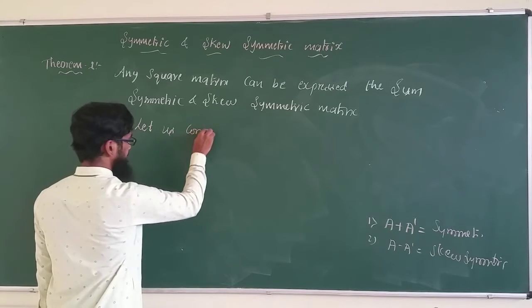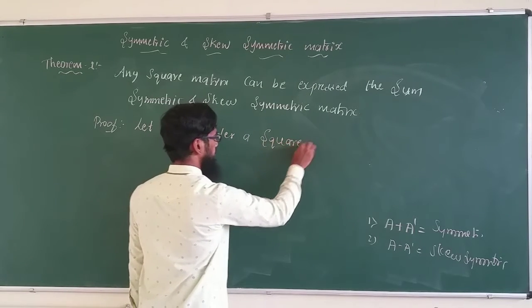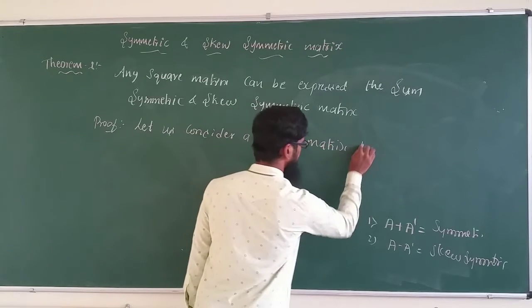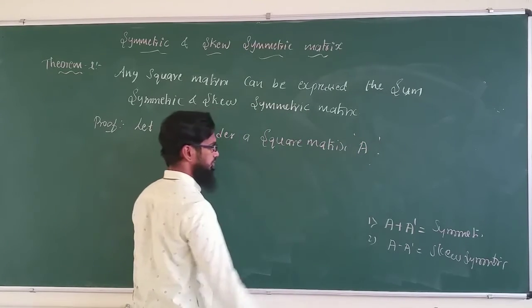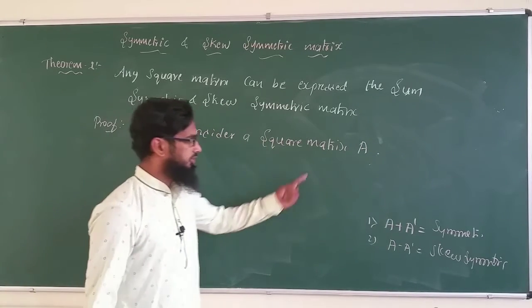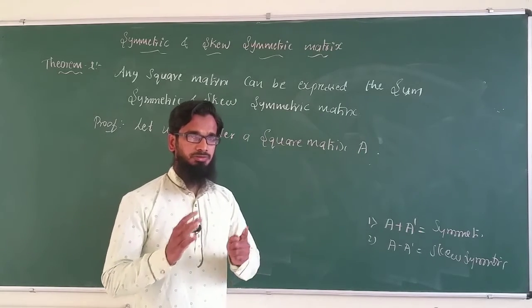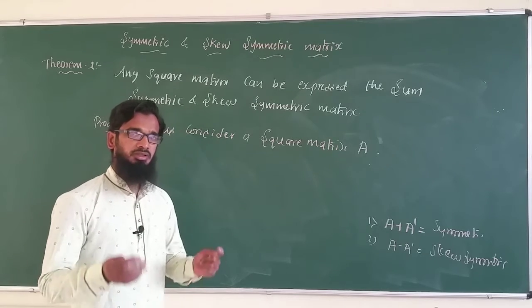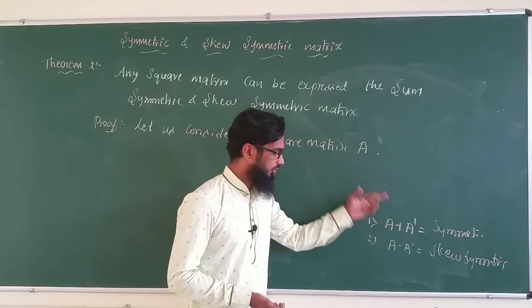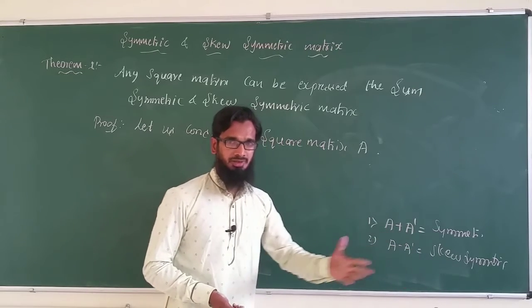Let us consider a square matrix A. What am I considering? I am considering a square matrix A here. So what I have to prove here? This square matrix A I can represent as a sum of the symmetric matrix and the skew symmetric matrix. So this A I can represent as the sum of A plus A dash plus A minus A dash. In that form I have to prove.